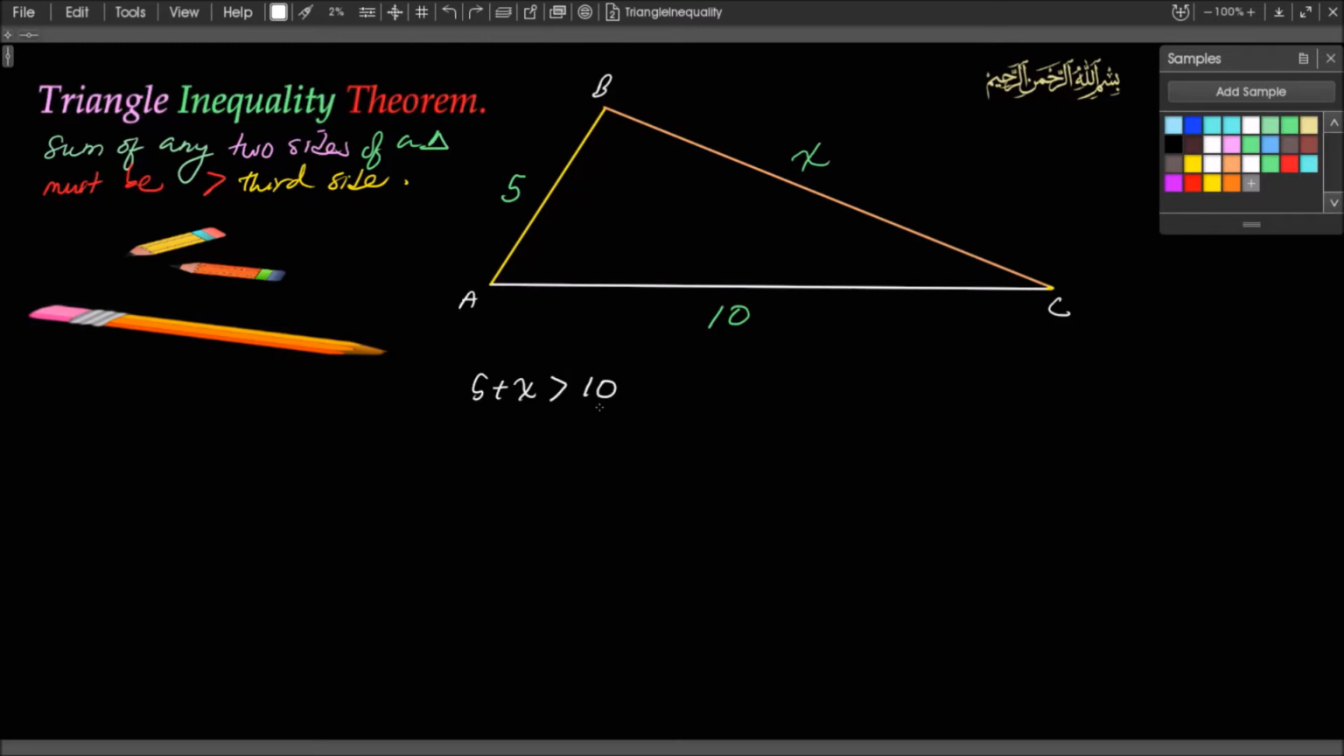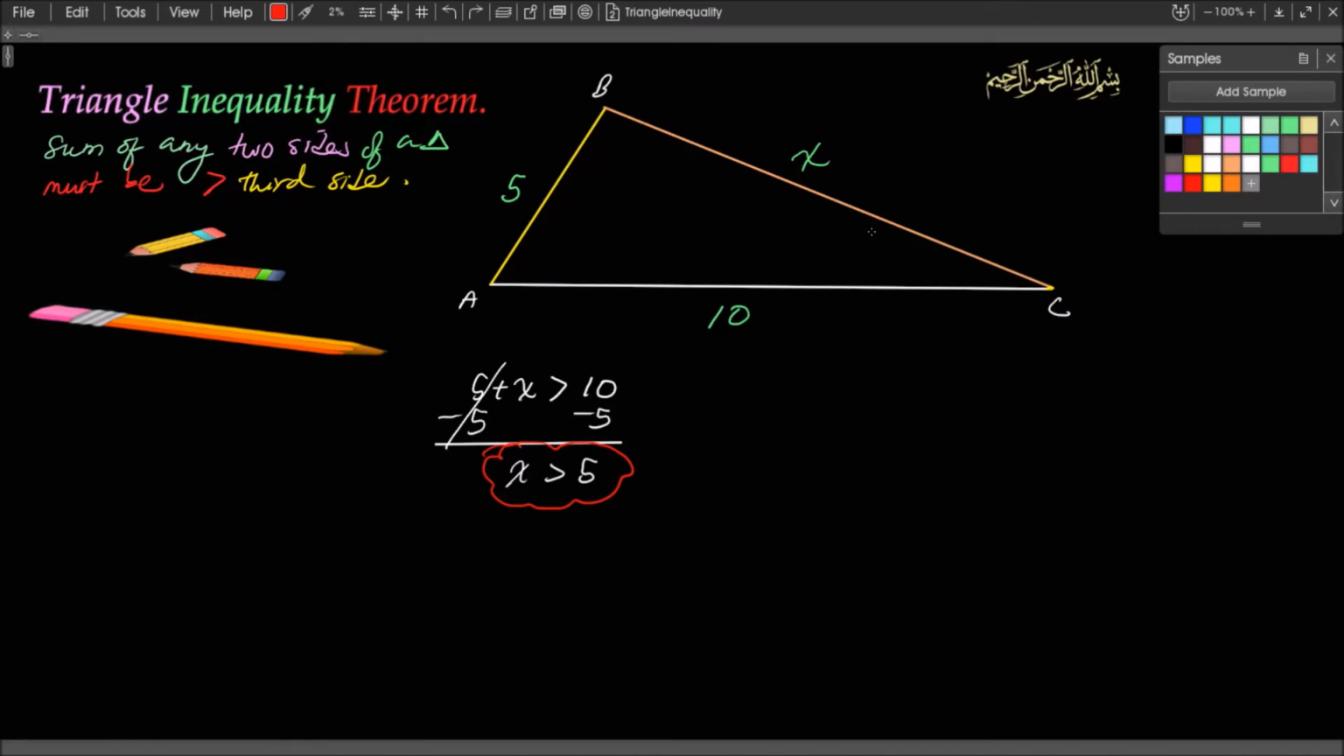Okay, so then we can solve for x. You can subtract 5 from both sides like this, right? And then you get x is greater than 5. So there we have it. Now we know that x must be greater than 5. All right, so x could be 6, right? Yes. Can x be 7? Yes. Can x be 8? Yes, right?